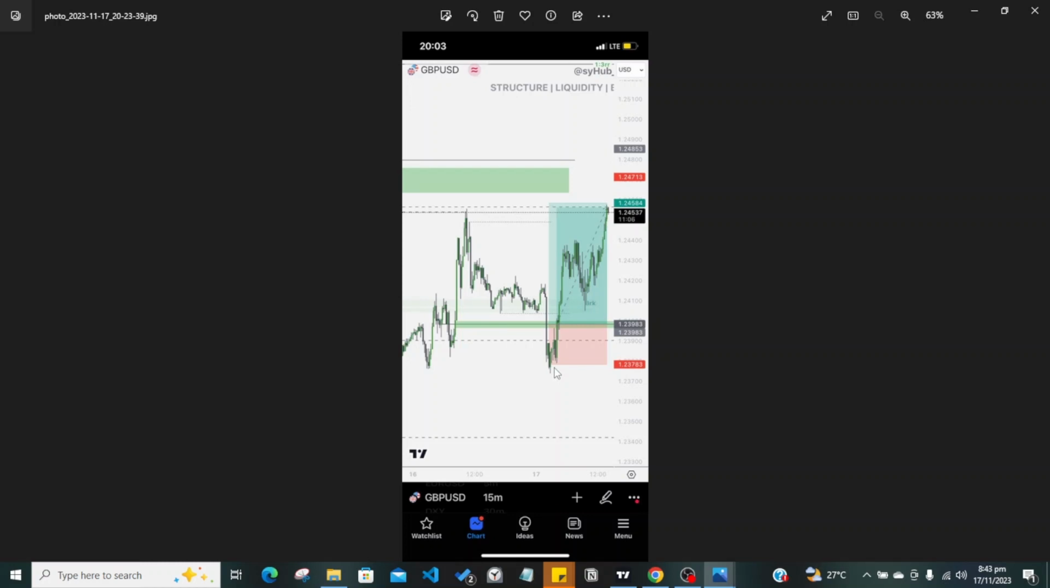So I just got stopped out on this trade, which I could have avoided if I placed my stop loss below the previous day low by some pips.